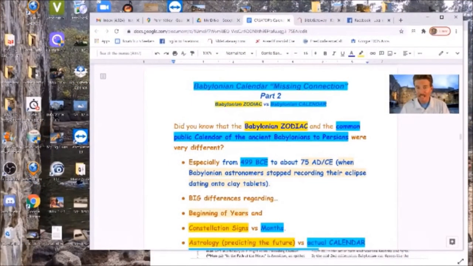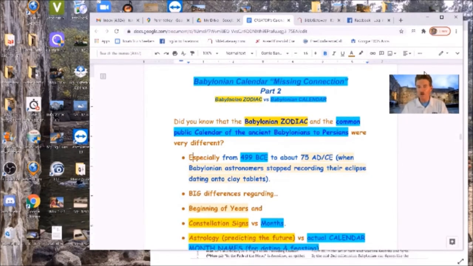As I've titled it, Babylonian Calendar Missing Connection, Part 2, subtitled Babylonian Zodiac versus Babylonian Calendar. Did you know that the Babylonian zodiac and the common public calendar of the ancient Babylonians down through the Persians were very different, especially from 499 BCE to about 75 AD or CE, when the Babylonian astronomers simply stopped recording their eclipse dating onto clay tablets that have been preserved and readable thousands of years later? Well, is that a coincidence?